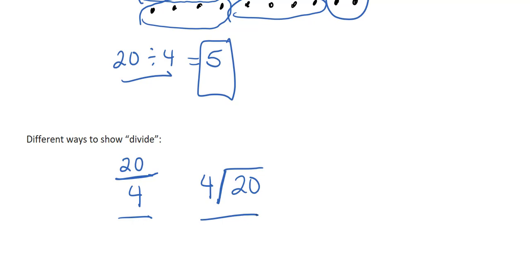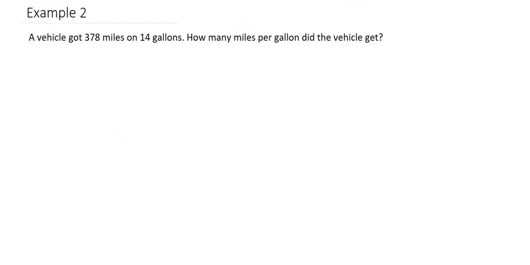Now let's go ahead and do the next example. So example 2: a vehicle got 378 miles on 14 gallons. So how many miles per gallon did the vehicle get? So we're asking how many groups of essentially 14 are in 378. So we can go like this. Let's go ahead and do division like this. So now 14 can go into 378 how many times? So that's what we're asking.